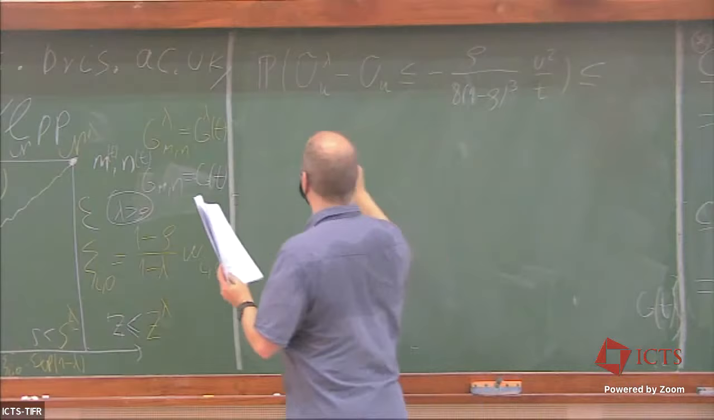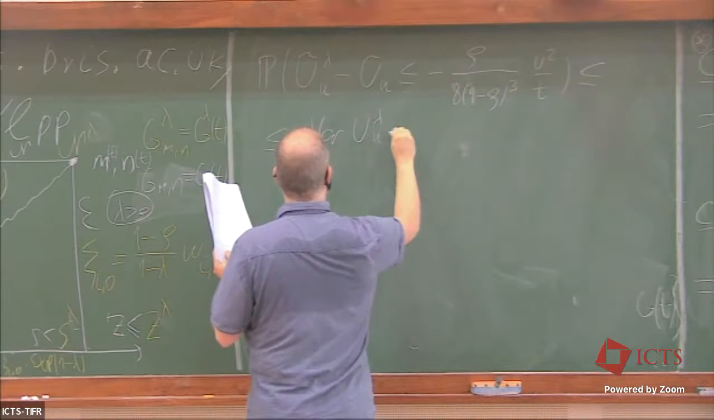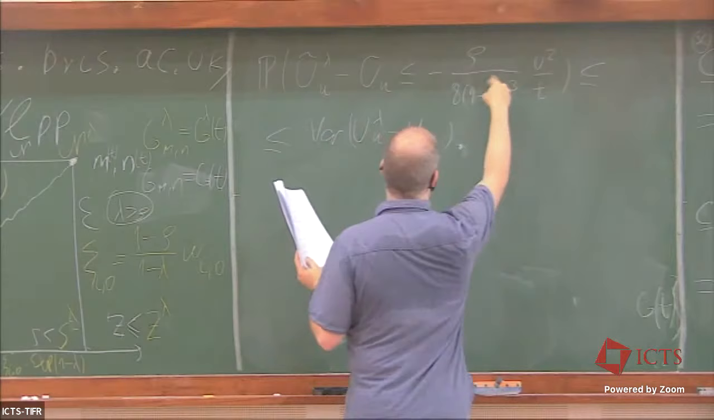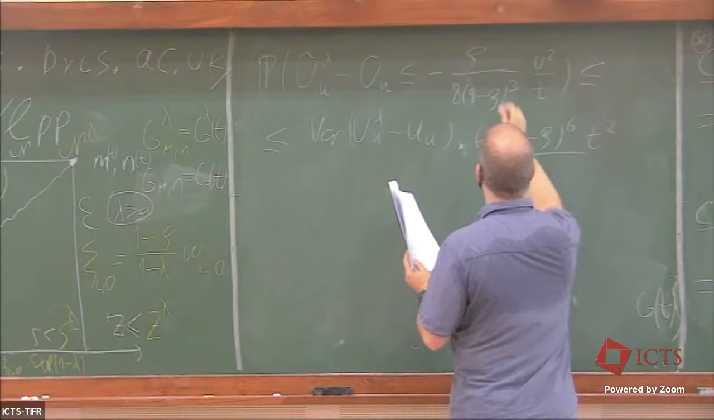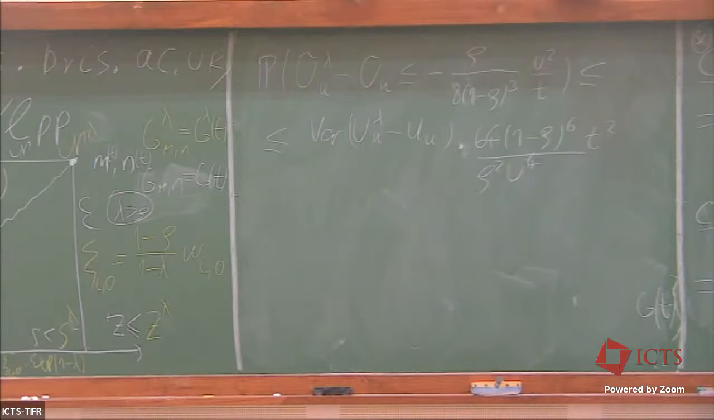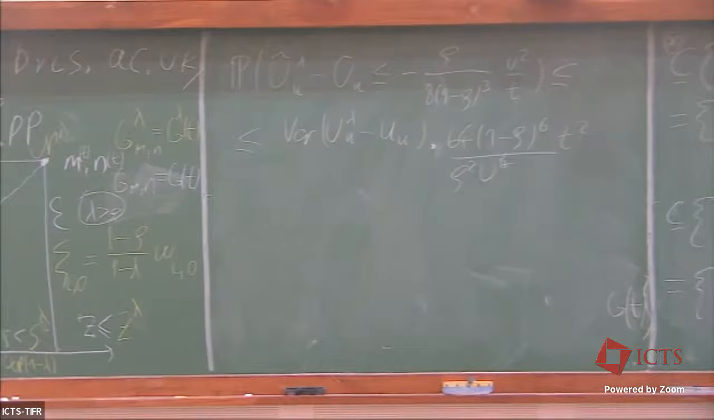This is smaller than or equal to the variance of u_λ minus u times the reciprocal of all that stuff squared. So 64, (1 minus ρ) to the 6, t squared over u to the fourth and ρ squared. That's just a simple Chebyshev. And this is the point where, when you have this exponential stuff, which we saw in the practice class, that makes this one, for example, much stronger. But here we just do a Chebyshev.